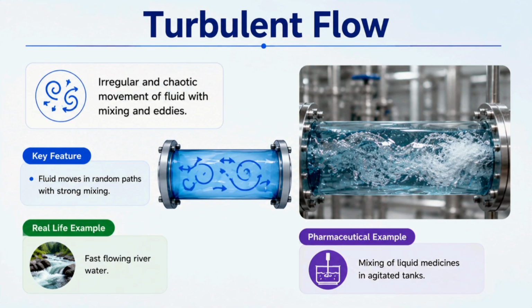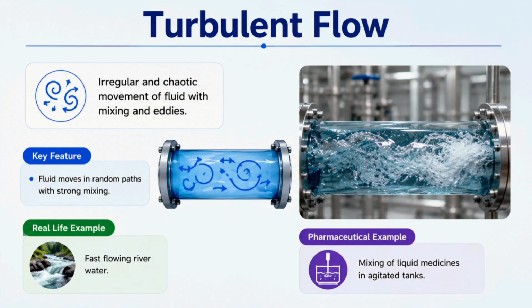Turbulent flow is fast and irregular fluid movement. The fluid particles move randomly and mix strongly here. Swirls and eddies are formed during turbulent flow. This flow usually occurs at a high speed. Rivers during floods show turbulent flow. Turbulent flow increases the mixing efficiency here. Okay, in pharmacy, mixing of liquid medicines often uses turbulent flow. It helps ingredients mix uniformly. However, too much turbulence may damage sensitive medicines, so industries carefully control the flow speed here.